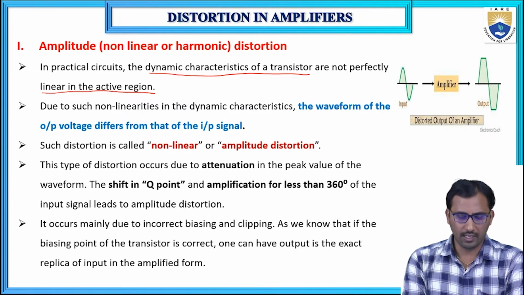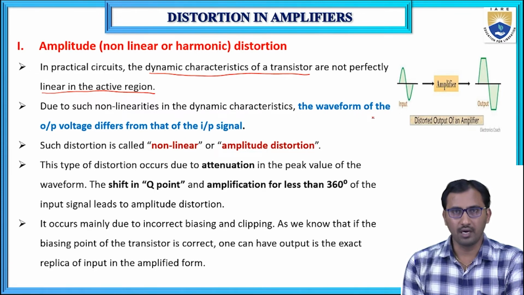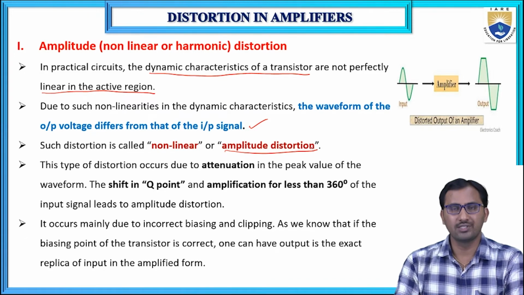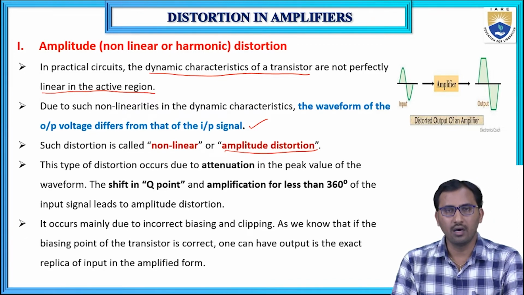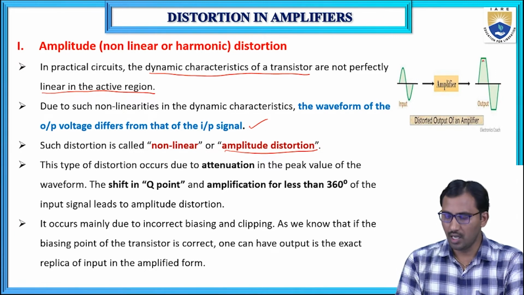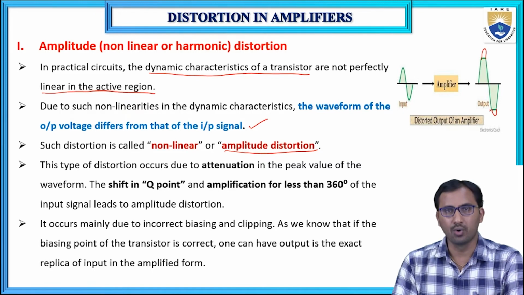And second, due to nonlinearities in the dynamic characteristics, the output waveform differs from that of the input signal. Such distortion is called nonlinear or amplitude distortion, because this type of distortion mainly occurs on the peaks of the output waveform. That means it may affect the positive peak or negative peak. So it will affect the amplitude only. That's why it is called amplitude distortion.